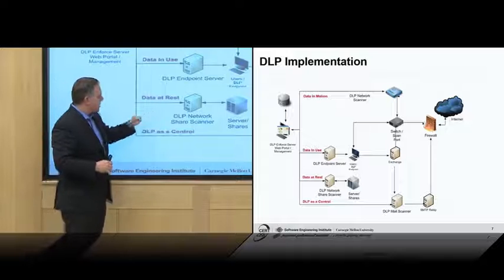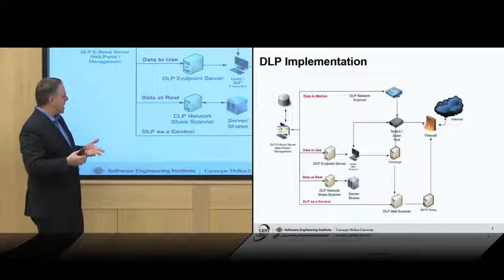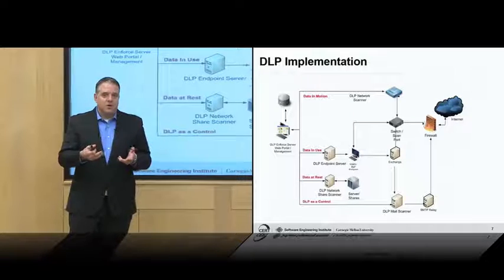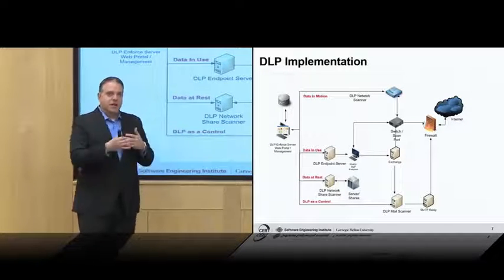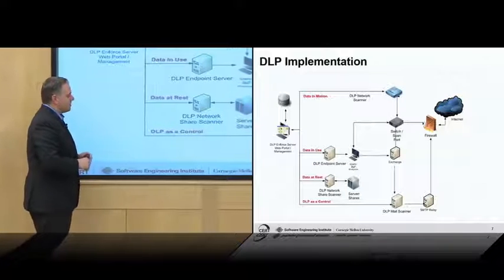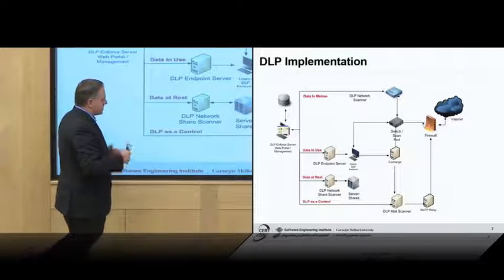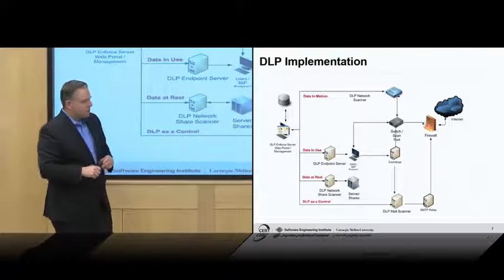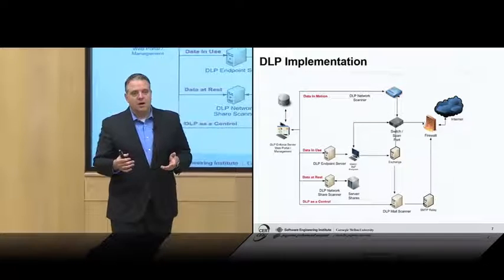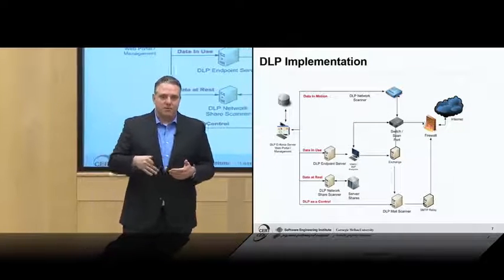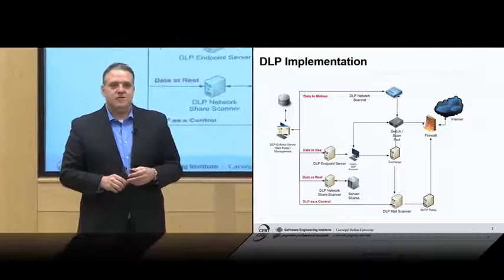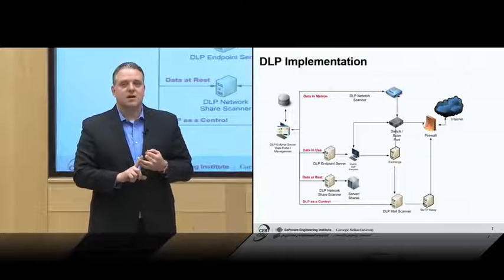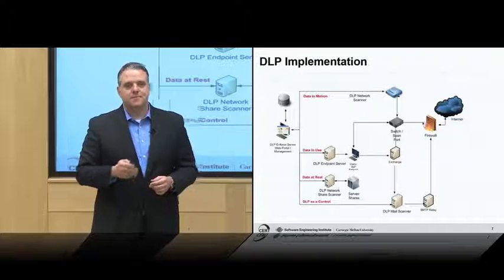And data at rest, you can look at your file servers or common areas where data might be aggregated, and look through that for sensitive data as well. And the last point up here, DLP as a control, you can have this set up on your email server to monitor outbound email connections as well, such that you're looking for markings, you're looking for presence of data, and then you can take appropriate action on that.